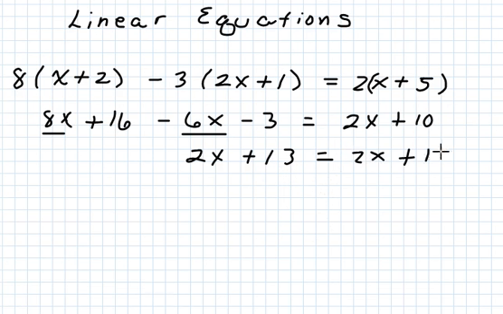Now take notice that we have a 2x over on the left hand side and a 2x on the right hand side, and what's going to end up happening is if I were to subtract 2x out on both sides, we'd end up with 13 is equal to 10, and we know that's false. So this guy here has absolutely no solution, so no solution.